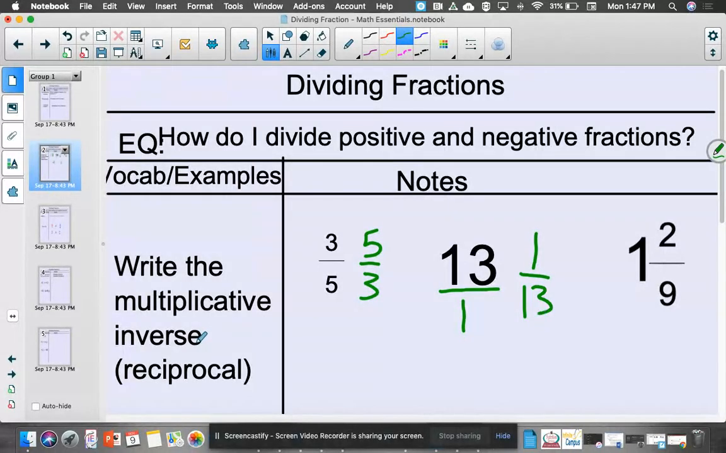Now this gets a little bit trickier because we have to turn this mixed number into an improper fraction. So we multiply, we add. 9 times 1 is 9, plus 2 is 11. Excuse me, 11/9, and then the reciprocal of that is 9/11.